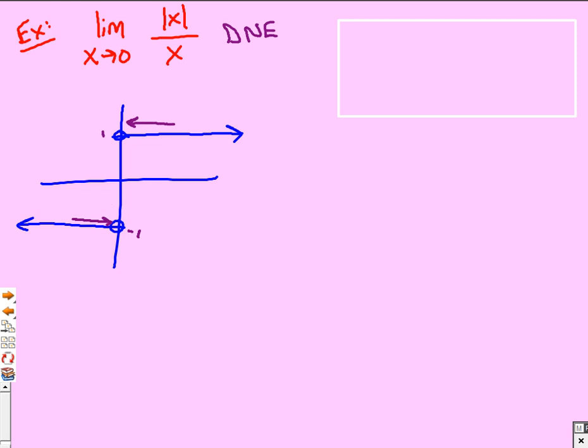Now, this does give us the idea, though, of something that we can look at. I'm definitely approaching something from the left. I'm definitely approaching something from the right, even though they're not the same. That's the idea of one-sided limits, and we'll get into that a little bit more in the next lesson about approaching from the left versus approaching from the right. But if it's not the same from both sides, then we have to say the limit does not exist and go straight on.